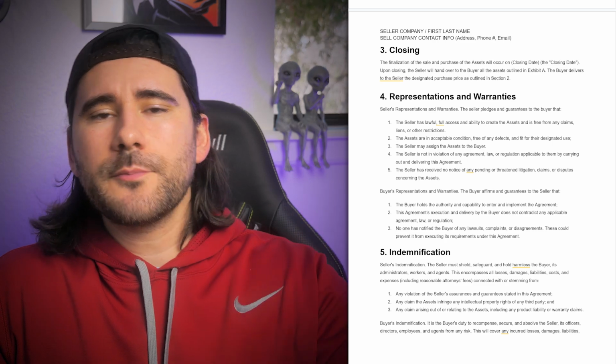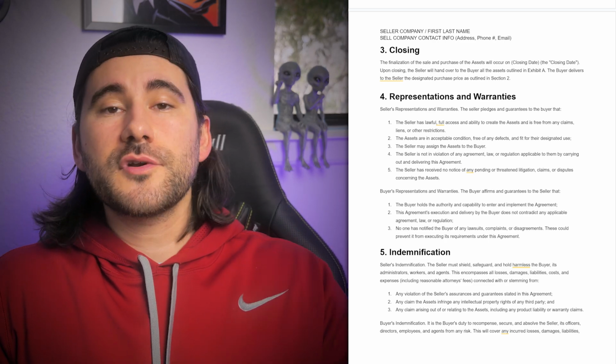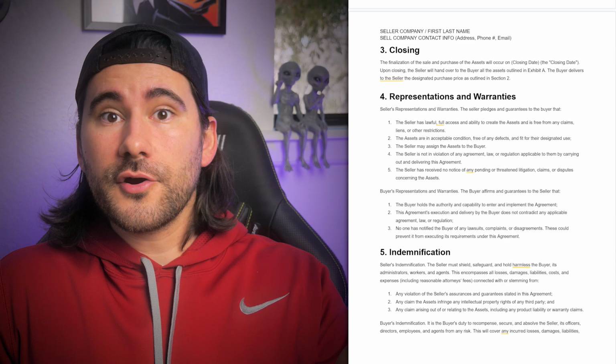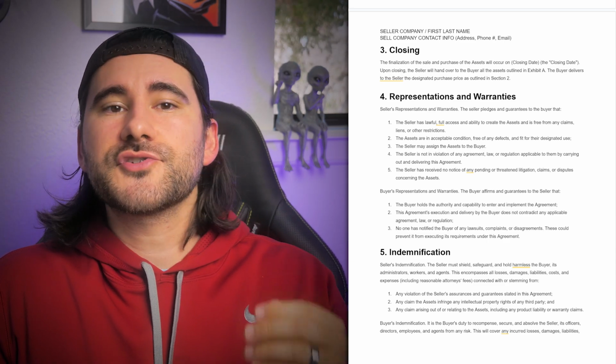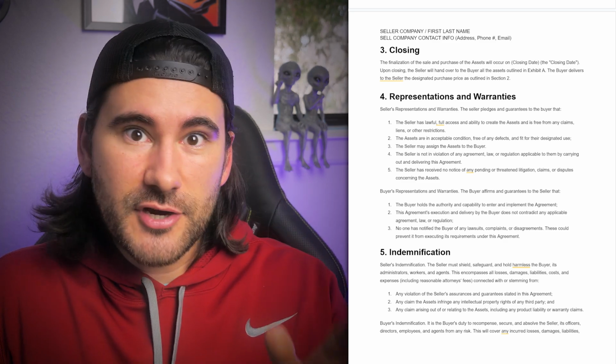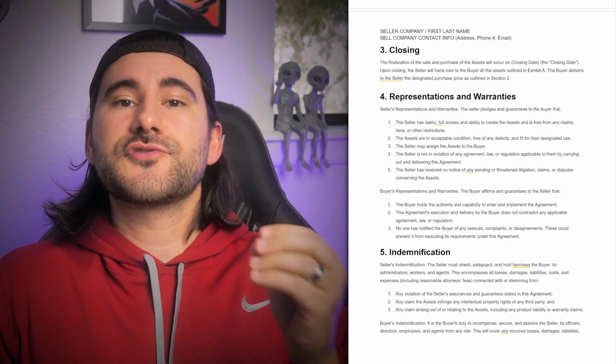The fourth section is representation and warranties. In short, this outlines that you, the seller, are who you say you are, and you will deliver what you say you will deliver. This also includes that you are not in any legal trouble right now. And this also goes for the buyer.